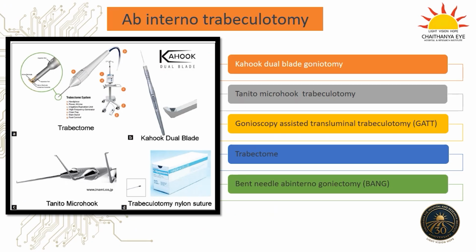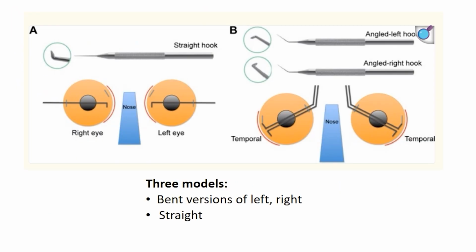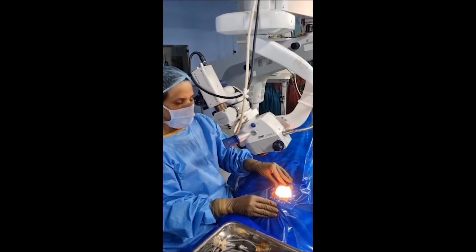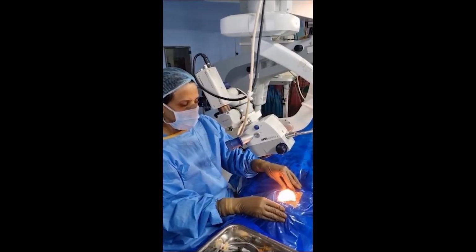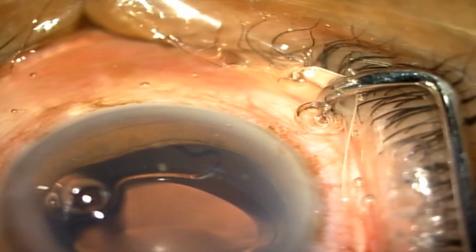Among the various ab interno trabeculotomy procedures, my preferred one is the Tenito microhook trabeculotomy. Tenito microhook is a specially designed hook with a single blade, oblique tip surface and circular edge to cleave the trabecular meshwork. There are 3 models: bent versions, left and right, and straight. The appropriate positioning of the patient's head, 30 to 40 degrees away from the surgeon, and the microscope, 30 to 40 degrees inclined towards the surgeon, is the first and foremost step of the procedure.